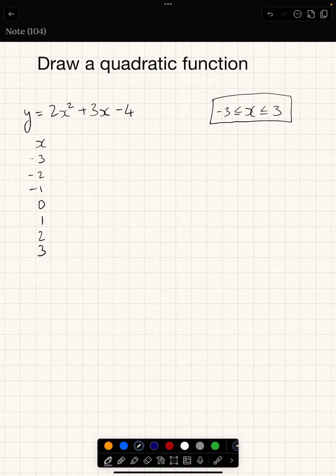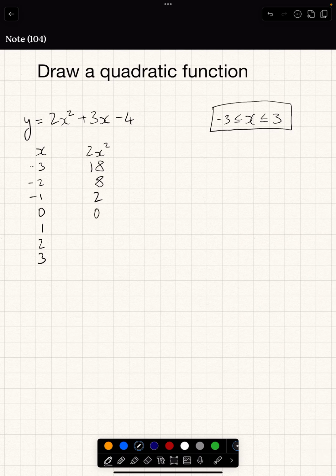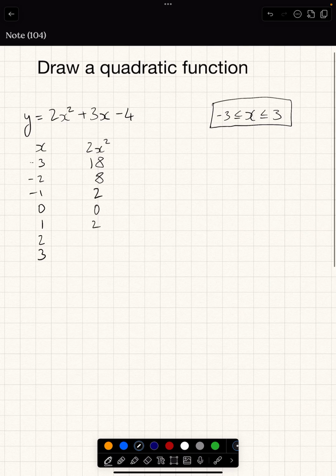2x squared, what's that going to be? Well, minus 3 squared is 9, and 2 of them is 18. Minus 2 squared is 4, twice that is 8. Minus 1 squared is 1, times 2 is 2. 0 squared is 0, multiply that by 2 we get 0. 1 squared is 1, times 2 is 2. 2 squared is 4, times 2 is 8. 3 squared is 9, multiplied by 2 is 18.